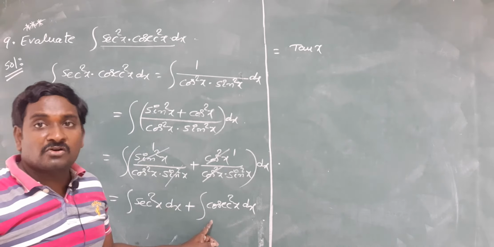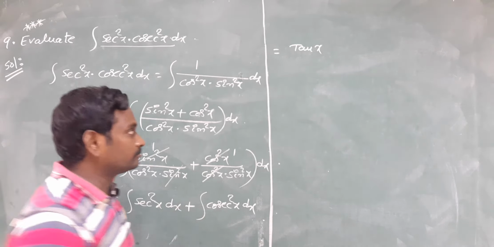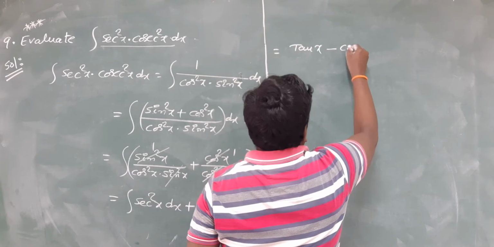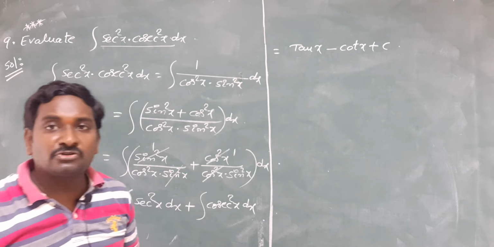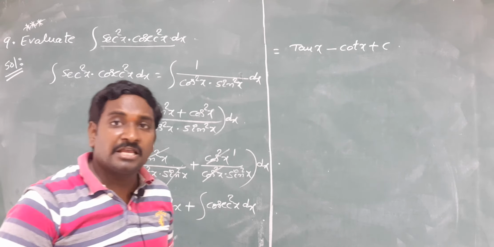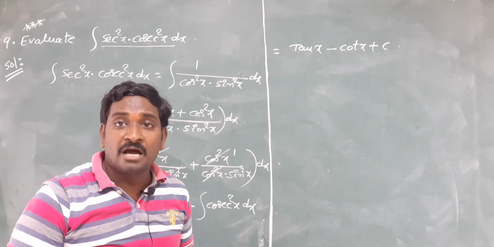What is the integration of cosecant square x? Integration of cosecant square x is minus cot x. Integration is completed, that's why we should add the constant c. Here c is called the constant of integration, otherwise arbitrary constant, otherwise parameter.